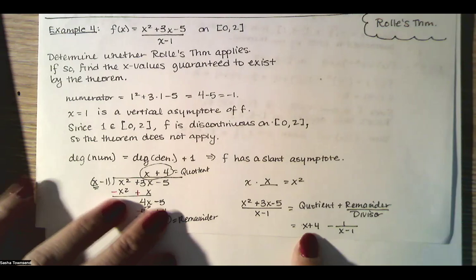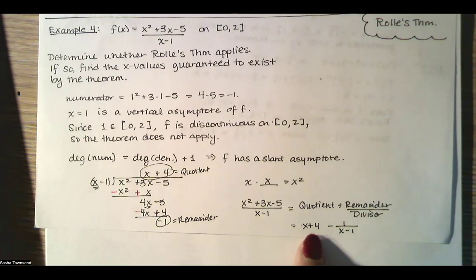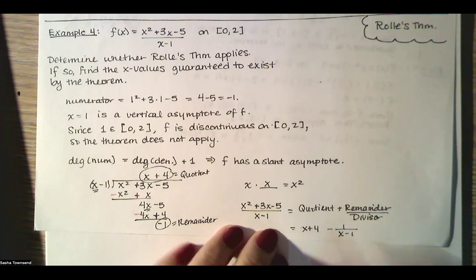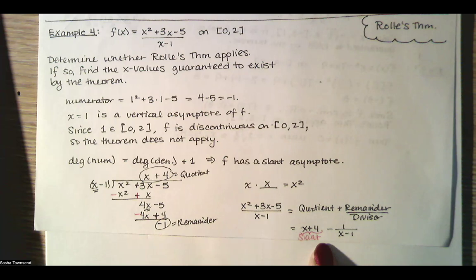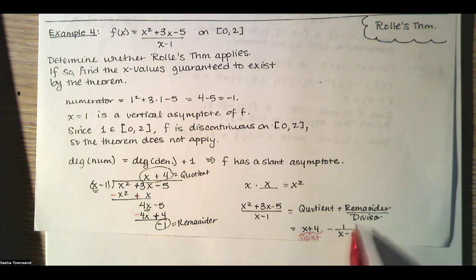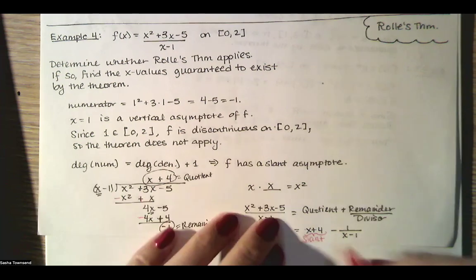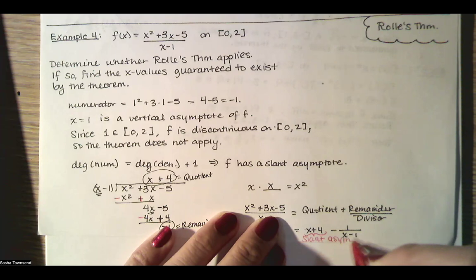Now, this function that we get for our quotient is called the slant asymptote of this function. It's just a line, y equals x plus 4, and our function is going to get very, very close to this line as x goes to positive or negative infinity. Because as x goes to positive or negative infinity, this term is going to go to 0, but this piece won't. But our function will approach that line. This is a slant asymptote. I should write the rest of it down.